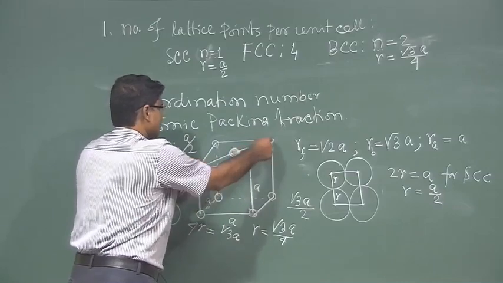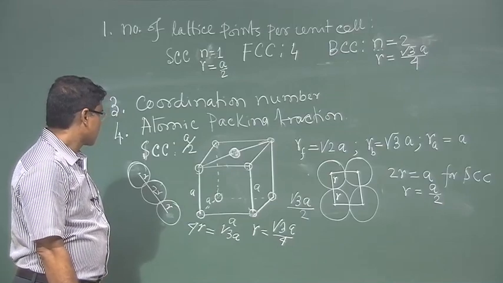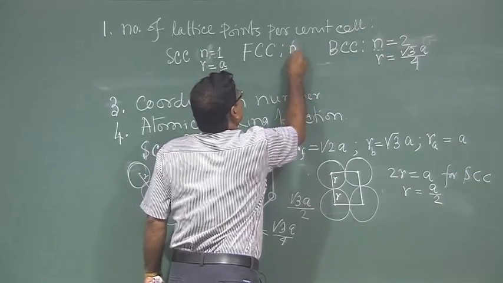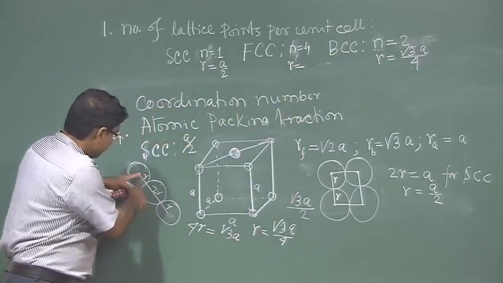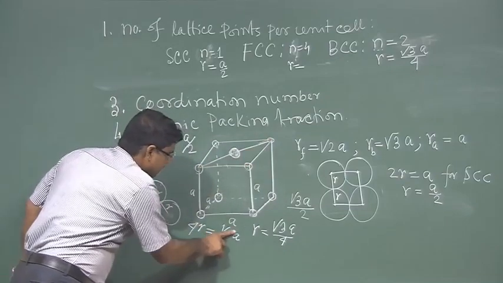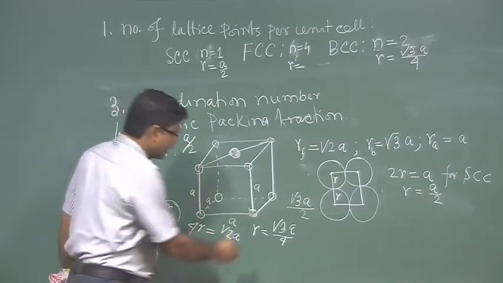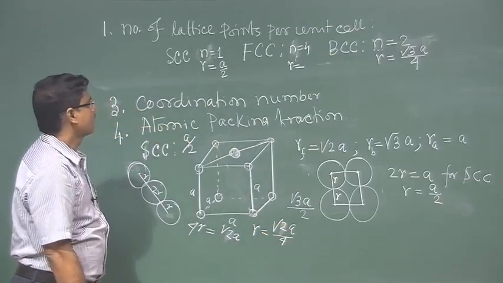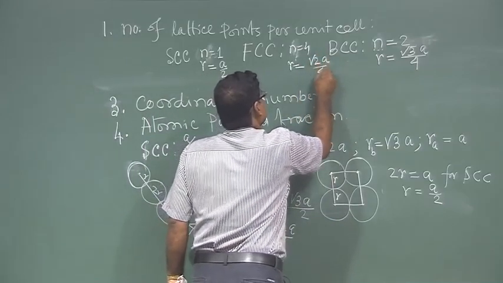So, these three atoms will touch each other and the corresponding radius will be, in a similar way, this 4R will be equal to root 2A, okay. So, R will be root 2 A by 4, okay.